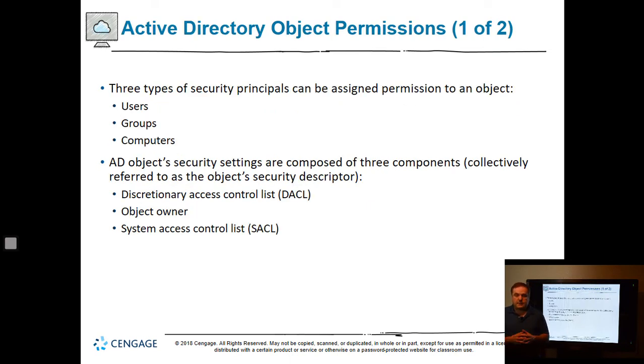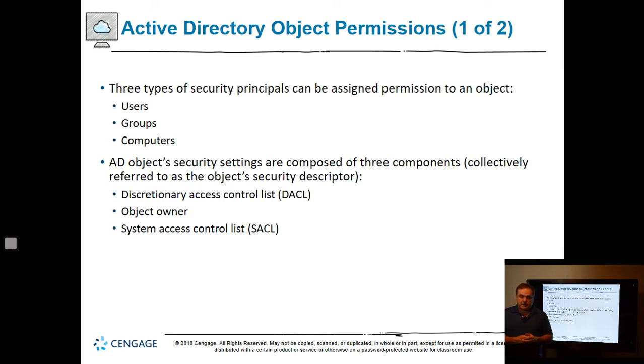3 different types of security principles can be assigned permission to an object. You can assign a user, you can assign a group, or you can assign computers. All to a particular object to give it permission. Let's just say you wanted to create a group. You can put users in it, and you can take that group and you can give access to a file share. That would be one example right there.